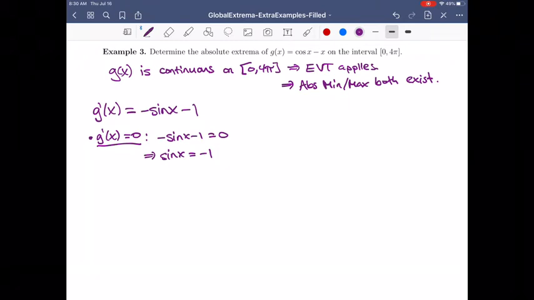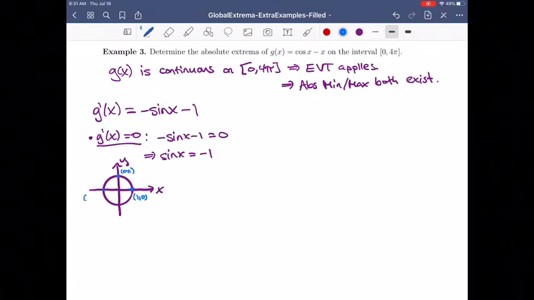Okay, so to do that, to find this, we have the circle. Remember that the sine is the y value. So we want to know where, so this is the unit circle. So that means that these points, this is (1, 0), this is (0, 1), this is (-1, 0), and this point is (0, -1). So we want to know where the y value is -1, and that actually happens right here at this point.